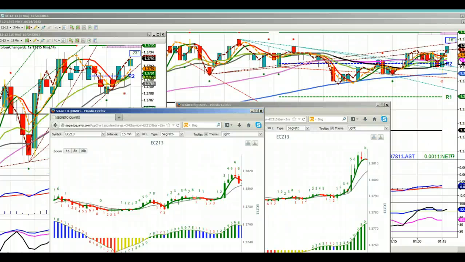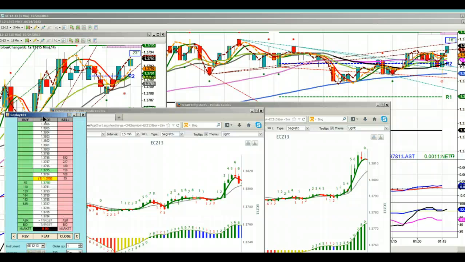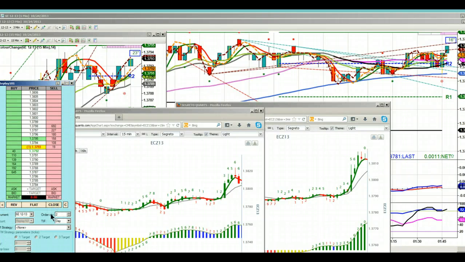I can just use these 2 charts to catch the best trends using my Segredo. And it's not to say I'm not going to experience some risk. So let's do this. We're going to put our order in. We're going to put 2 contracts on. Okay, so I'm going to show you how to do scaling out to grab most of the trend. And I'm going to push play.